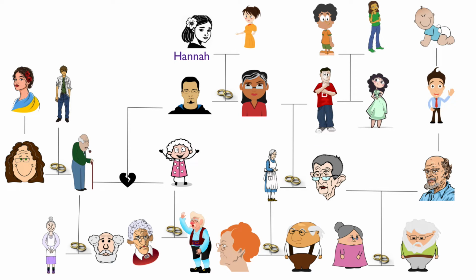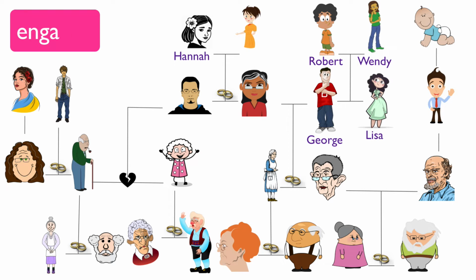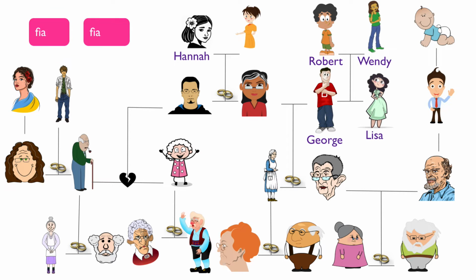Let's return to being Hannah again, and I'm going to talk a little bit about my aunt and my uncle. One of my aunts is Lisa, and one of my uncles is George. And they have two children, Robert and Wendy. Robert and Wendy are my cousins. From an aunt and uncle's point of view, I would be their niece as a girl or nephew as a boy. George and Lisa aren't married yet, but they are engaged. They are fiancés.